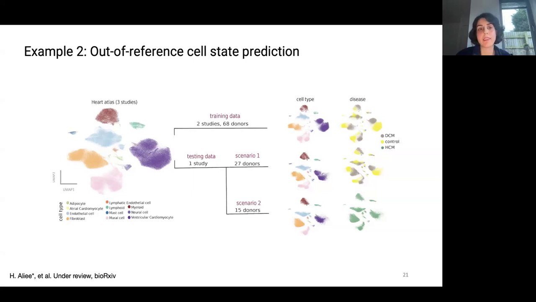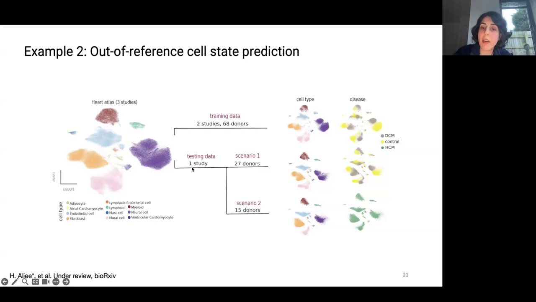This is also a cardiomyopathy data set, very similar to the one I showed you. But the previous one was only one study, and this is the aggregation of 2 more studies. And this is how I have split the training and testing data. In the training data, we have 2 studies, 68 donors, and this is how the cell types and the disease separation look as the outcome of the MVAE.